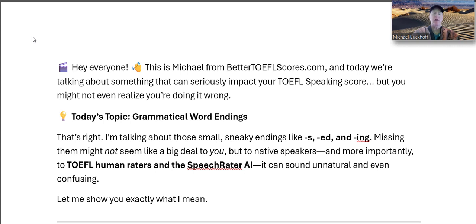Grammatical word endings. I'm talking about those small, sneaky endings, things like the S, the ED, the ING. I gave you 3 examples. Others might be the ER, the EST. Missing these might not seem like a big deal to you, but to native speakers, and more importantly, to TOEFL human raters and the SpeechRater AI, it can sound unnatural and even confusing. So let me show you what I mean.